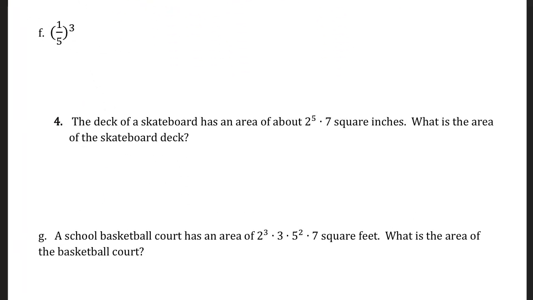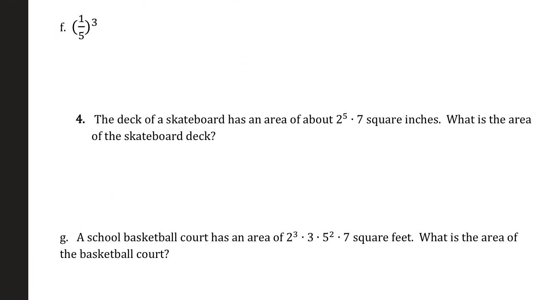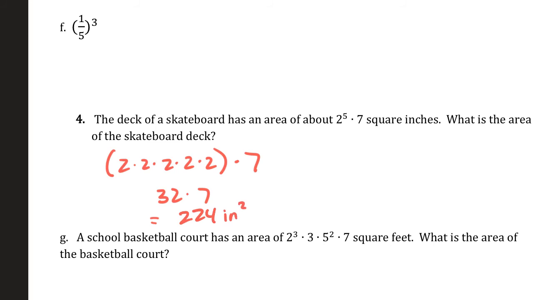Let's look at number 4. 2 word problems here. It says the deck of a skateboard has an area of 2 to the 5th power times 7 square inches. What is the area of the skateboard deck? Well, we just have to basically extend this out. It would be 2 times 2 times 2 times 2 times 2 times 7, right? And 2 times 2 is 4, 4 times 2 is 8, 8 times 2 is 16, 16 times 2 is 32. So we have 32 times 7, which gives us 224 inches squared.